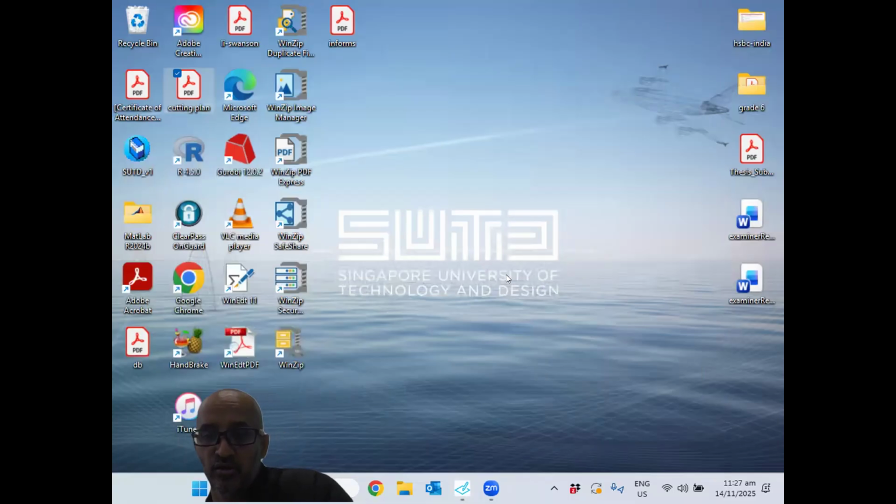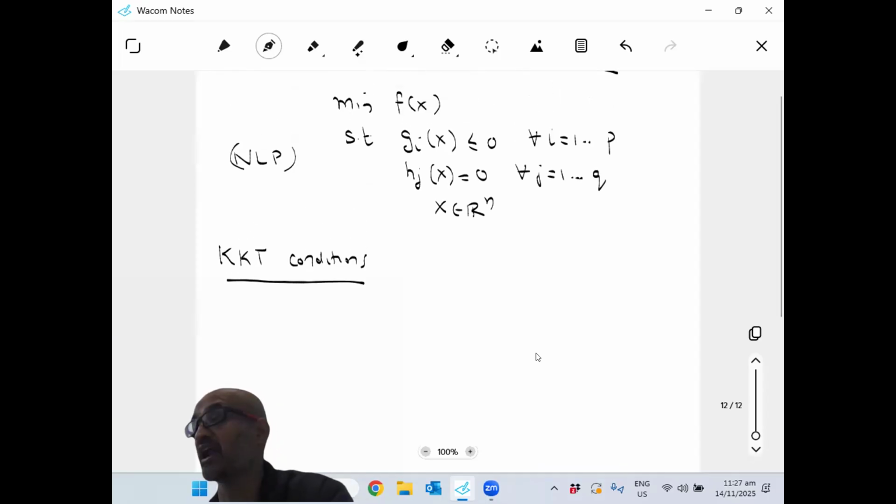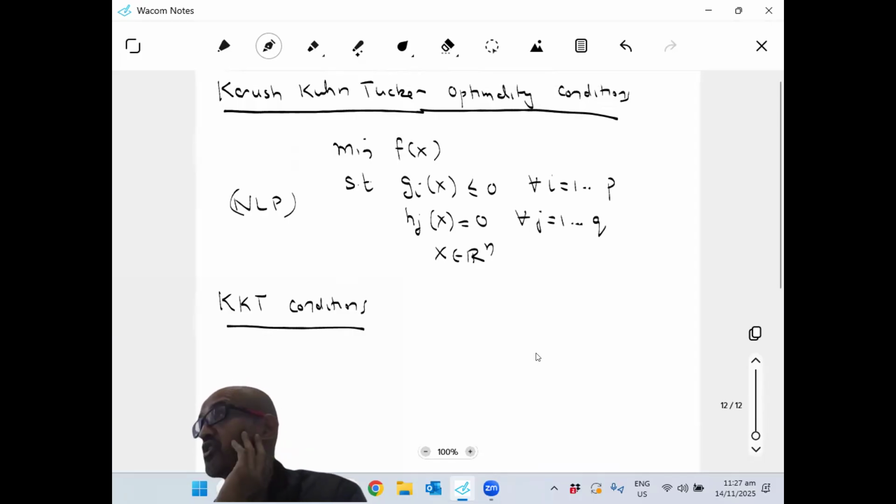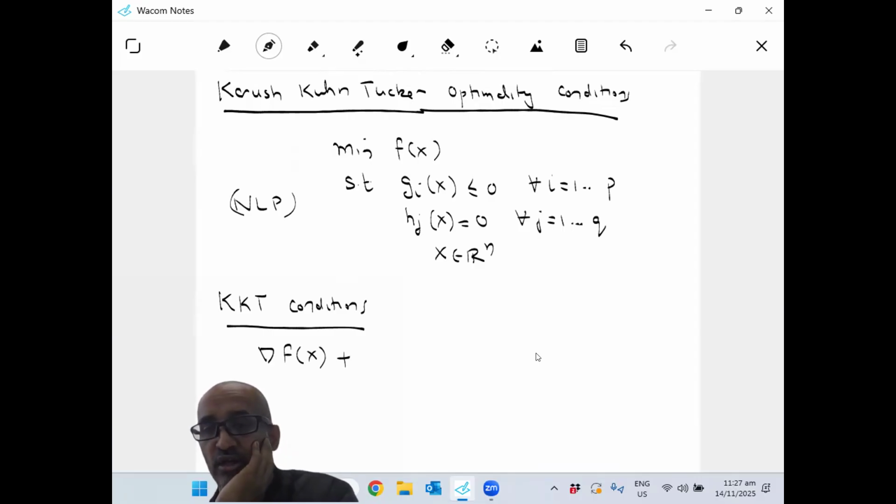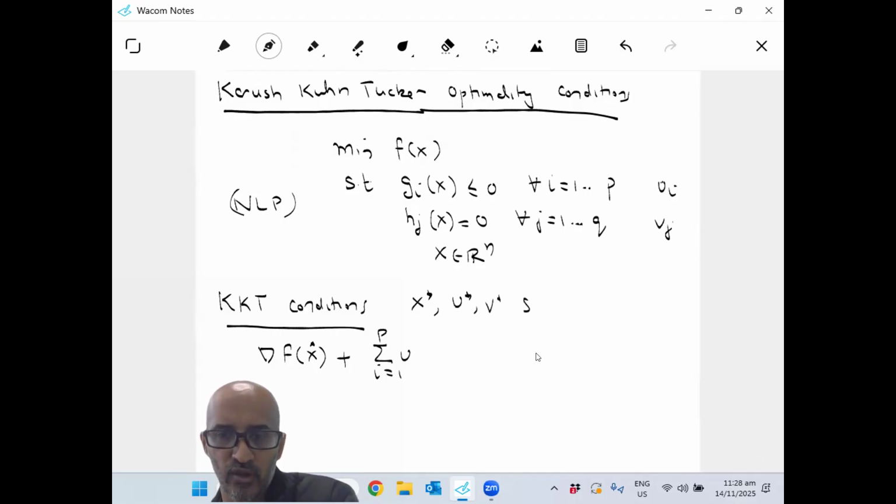First, of course, we're assuming here everything is differentiable. In this NLP, I'm going to assume everything is differentiable. So the gradient of the objective plus there will be dual multipliers. Let's call these u_i and v_j. Plus summation i going from 1 up to p. So there is going to be a set of primal variables x star, and there's going to be u star and v star, which satisfy the following. These are the KKT conditions.